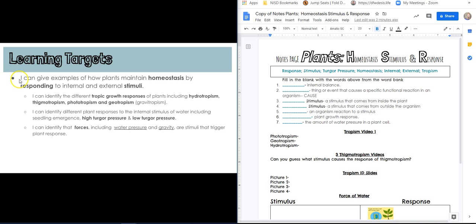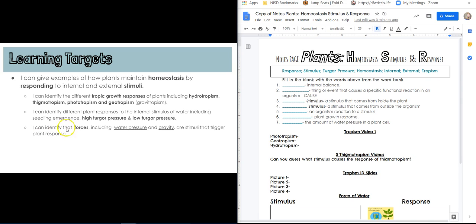The learning targets for this lesson are: I can give examples of how plants maintain homeostasis by responding to internal and external stimuli. I can identify the different tropic growth responses of plants, including hydrotropism, thigmotropism, phototropism, and geotropism. Gravitropism is another word for geotropism. I can identify different plant responses to the internal stimulus of water, including seedling emergence, high turgor pressure, and low turgor pressure. I can identify that forces, including water pressure and gravity, are stimuli that trigger plant response.